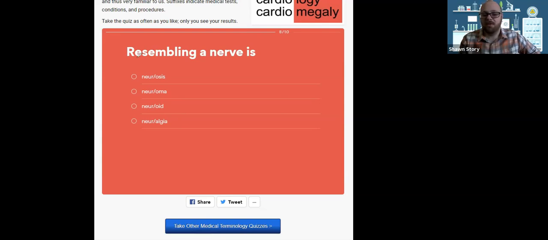Ooh, we didn't talk about this one. Resembling. If something looks like something, it's not it, it just looks like it. Similar, but not the same. What does that end in? We have closest, alma, oid, or algia. Do we know?